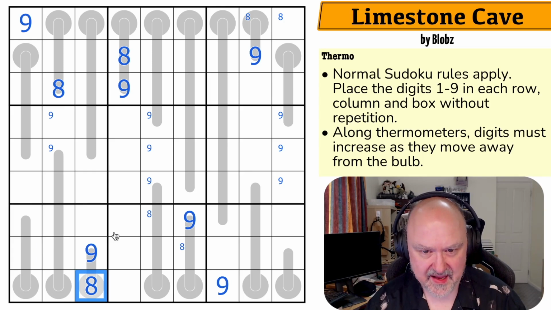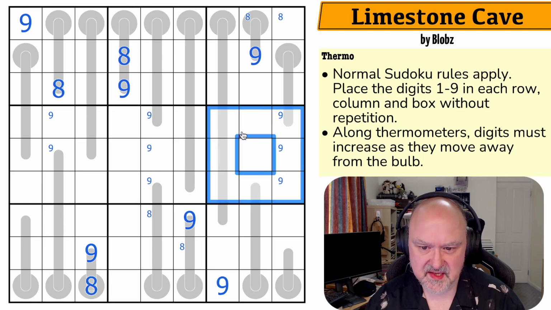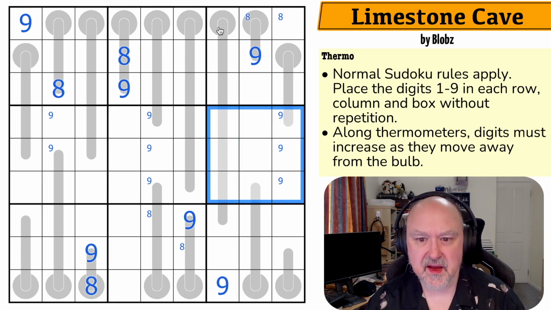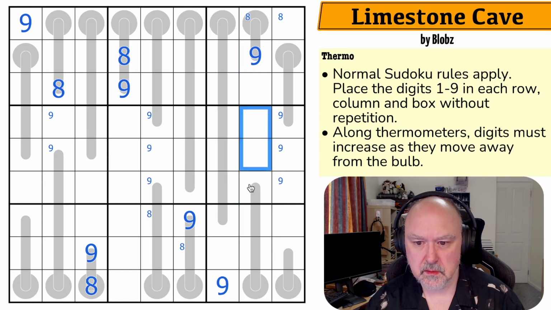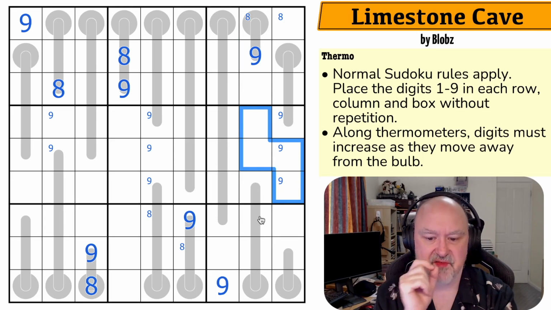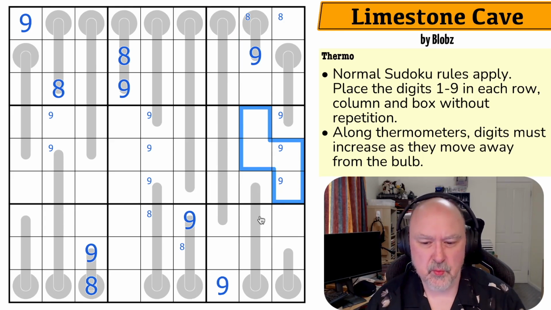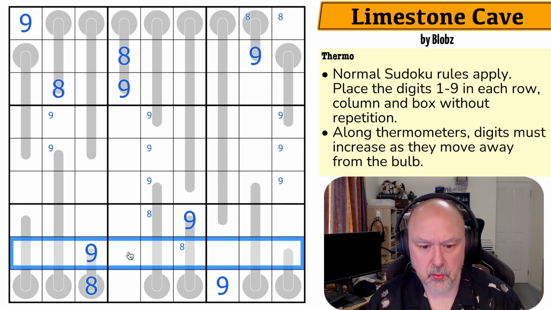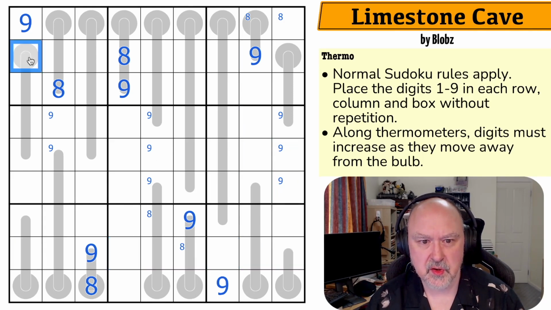Can I take that further? Possibly. I keep thinking about 1s in these middle boxes. Yeah, where is 1 in this box? Because 1 can only go at the start of a thermo. So, for example, in this row, 1 can only go in one of those 2. In this row, 1 can only go in one of those 2.